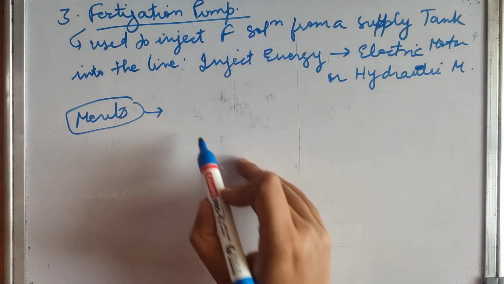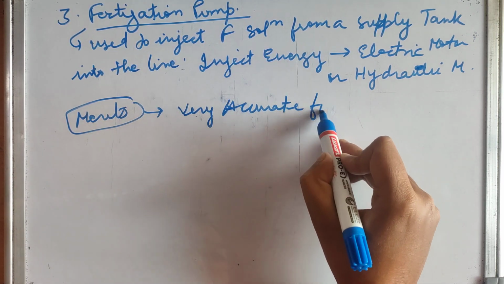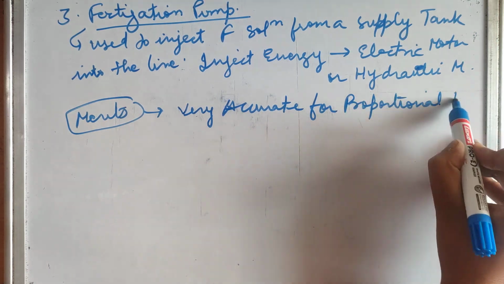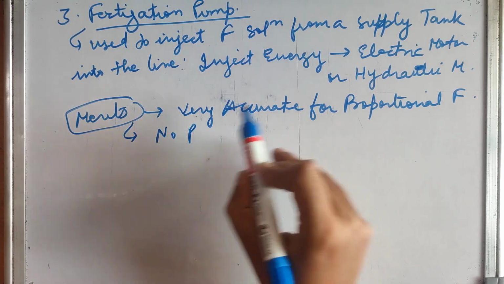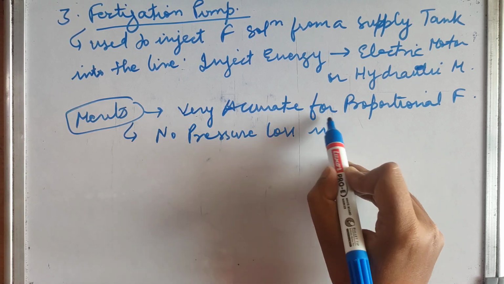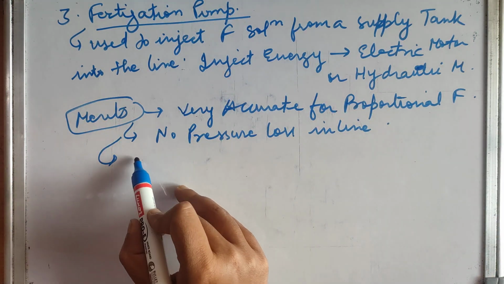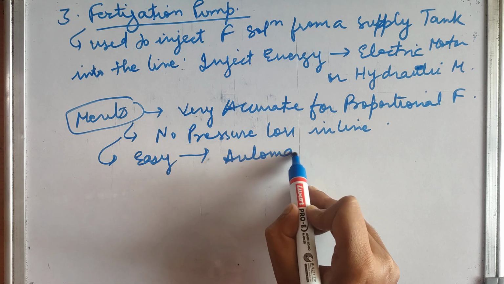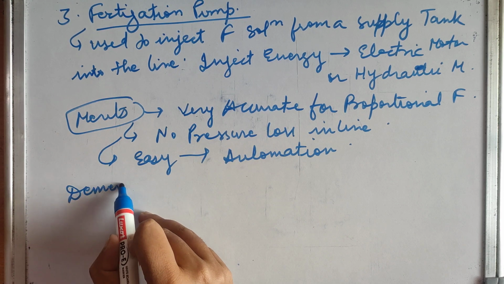Very accurate for proportional fertigation. No pressure loss in the line as it works on electricity. Easily adapted for automation, as here electricity is used, so it can easily be changed to automatic. Now what are its demerits?